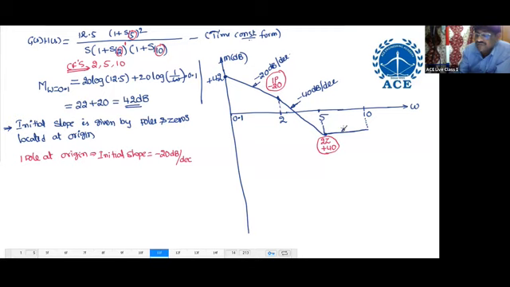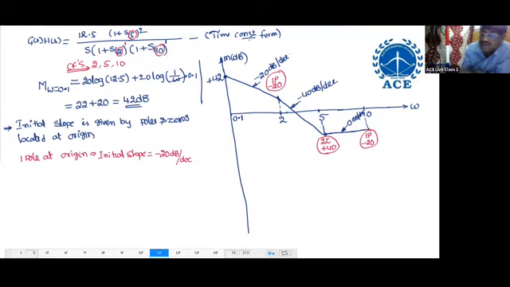Plus 40 minus 40 becomes 0. Up to where? Up to 10. So 0 dB per decade. Next, again at 10, what is there? At 10 there is one pole. One pole means minus 20. Just addition only: 0 plus minus 20.